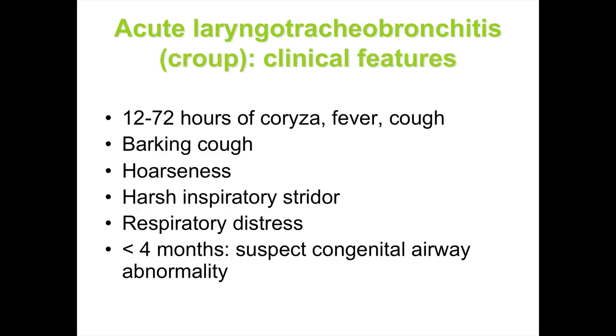The clinical features: it has a very characteristic barking cough, normally 12 to 72 hours of coryza, fever and cough, with a hoarse voice and a harsh inspiratory stridor, associated with varying degrees of respiratory distress. If it occurs at less than 4 months, the clinician should suspect some sort of congenital airway abnormality.